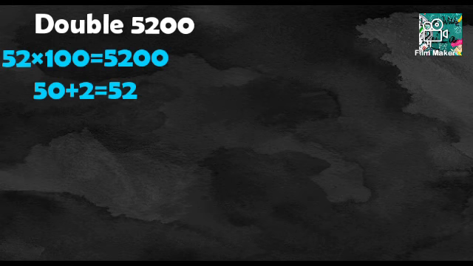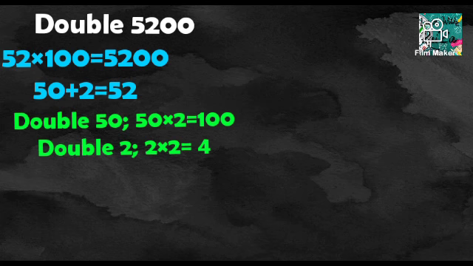Now let's consider the second example, double 5200. How does 5200 come? 52 times 100, because it contains two zeros at the end. Now see, 52 comes as 50 plus 2. So double 50. Double 50 means what do you get? 100. Then double 2. That is 4.